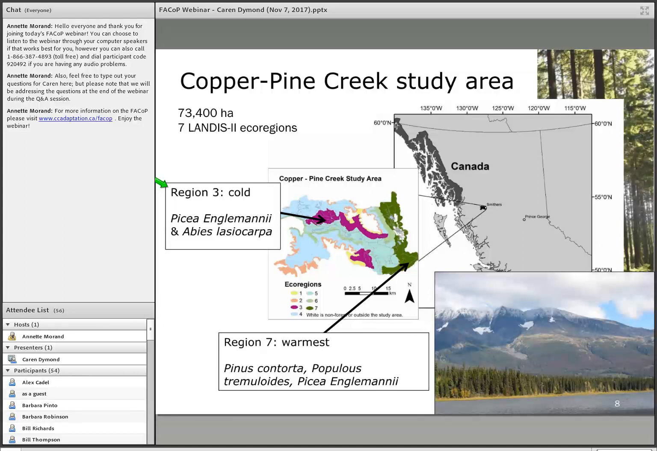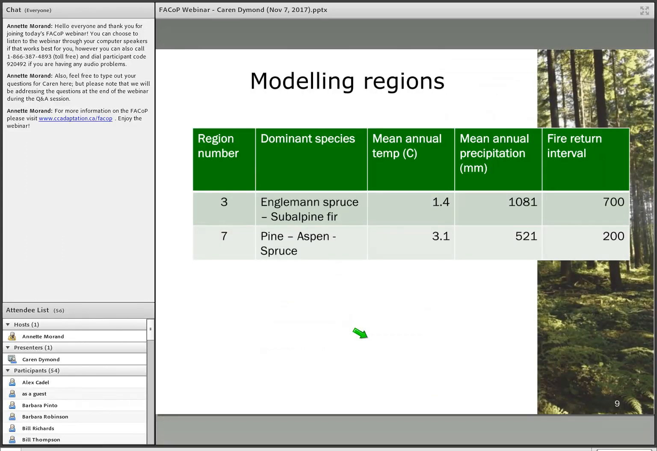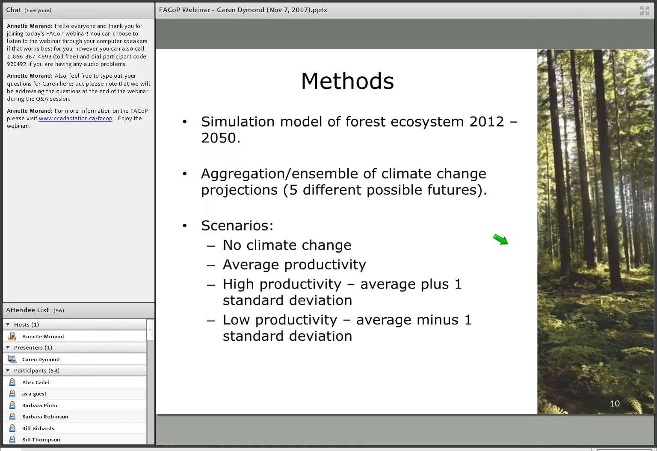So the purple area is cold, it's the spruce fir forest, and then this green area here is region 7. It's the warmest in the study area, and it's dominated currently by pine, aspen, and spruce. Region 3 here has a mean annual temperature of 1.4 degrees and over a meter of annual precipitation on average, whereas the warmest ecoregion has a temperature of 3 degrees and less than half the amount of precipitation. So quite different growing conditions.